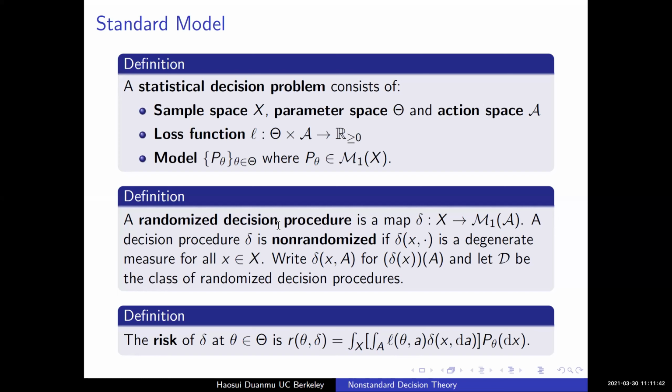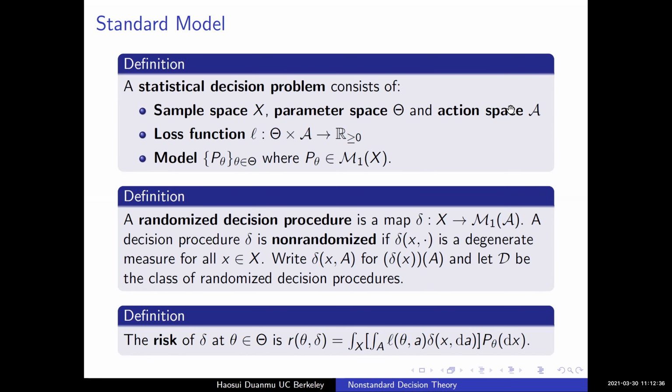Usually a statistical decision problem consists of the following ingredients. First, a sample space X, a parameter space theta, and an action space A. The sample space consists of all the observable data, the parameter space theta denotes the states of nature, and the action space A denotes the set of all actions that are available to the statistician. We also have a loss function, which is a function from theta times A to the non-negative real line. This basically says, given a state of nature, for example an element theta from theta, and then an action A, what is the loss incurred by taking action A if the true state is theta?